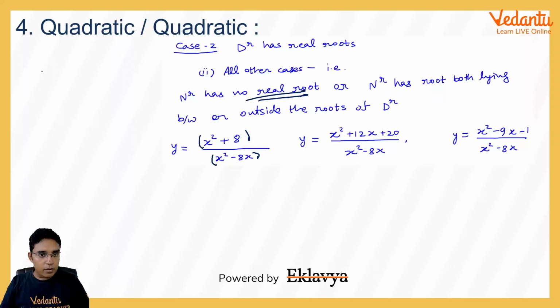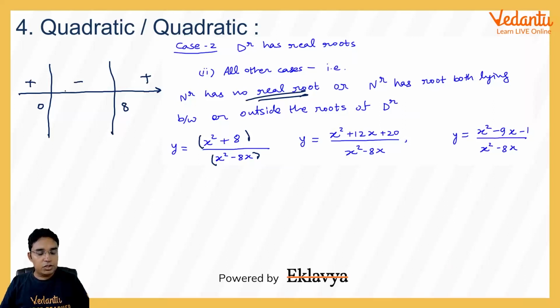First, this is the scenario where the numerator is not having any real roots. So danger lines at 0 and 8, and those are the only critical points. Nowhere else will a change of sign occur. So here you can see the graph should be coming from plus infinity here and going towards 1, because both numerator and denominator are having the same quadratic. Okay, the leading coefficient is also the same, 1 and 1.